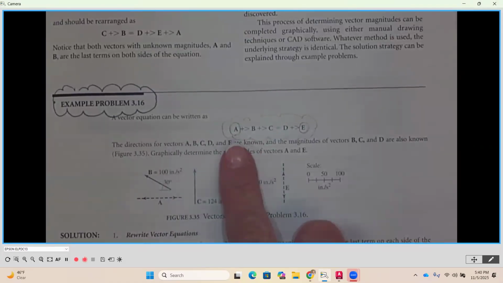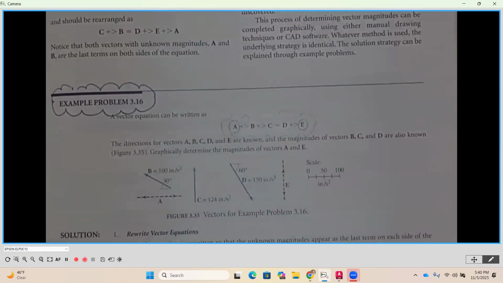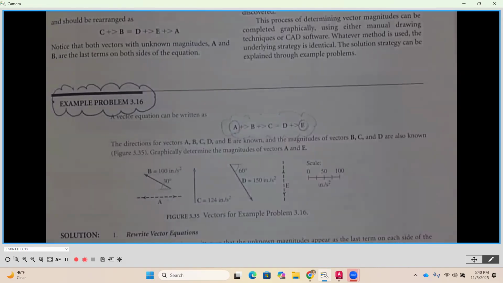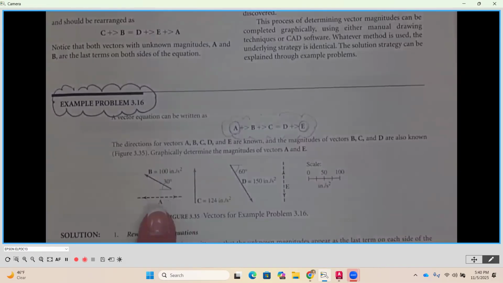So the vector equation that they're giving us is vector A plus B plus C is equal to D plus E. First of all, when I look at this vector equation, the good thing is I have all positives. Now, the next thing we want to do is look at what we want to do here. In the instructions, it tells us that we want to graphically determine just the magnitudes of vectors A and E. Notice it's not saying find the resultant R, find the resultant J.